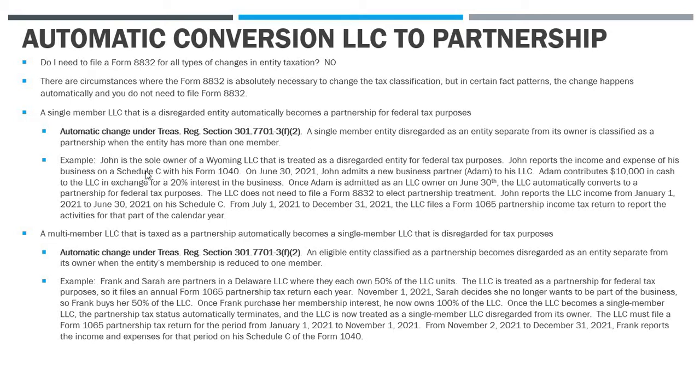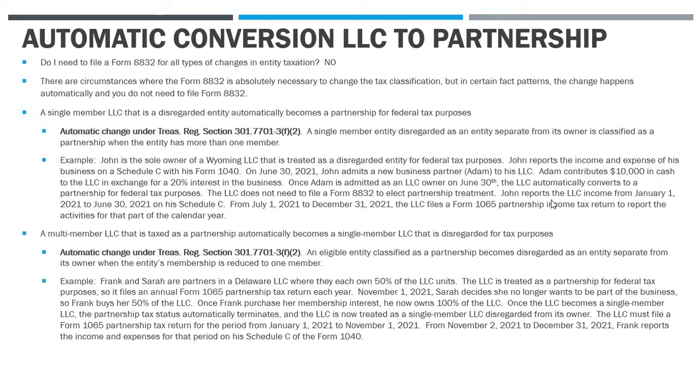So here's an example. John's the sole owner of a Wyoming LLC, and it's a disregarded entity, right? That's the default treatment because John's the 100% owner. John reports all the income and expense on a Schedule C of his Form 1040, right? That's appropriate. And then on June 30th, 2021, John admits a new business partner to his LLC. Adam contributes $10,000 in cash to the LLC in exchange for a 20% interest in the LLC units, right? So once Adam is admitted as the owner on June 30th, the LLC automatically converts to a partnership. It does not need to file this 8832 to elect partnership tax treatment.